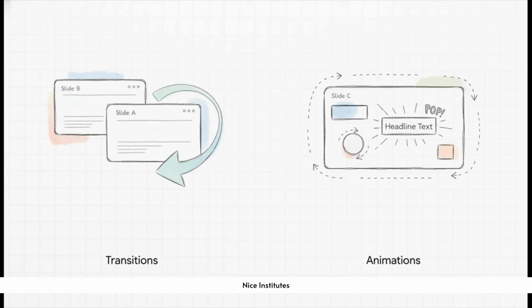But let's be real, static slides can be kind of boring. This is where you add a little motion to control the story. Transitions, like a fade or a wipe, move your audience smoothly from one idea to the next. Animations, on the other hand, make individual things on the slide pop, letting you reveal information bit by bit. It's all about grabbing and directing attention and adding that little bit of professional flair.